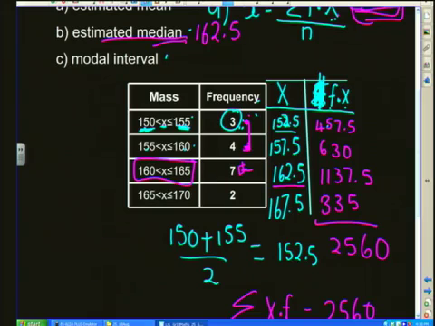162.5 kilos. And lastly, your modal interval, that's your interval with the highest frequency. Okay, and we can see that the highest frequency is in the third interval, so our modal interval will be x is less than or equal to 165 but greater than 160.